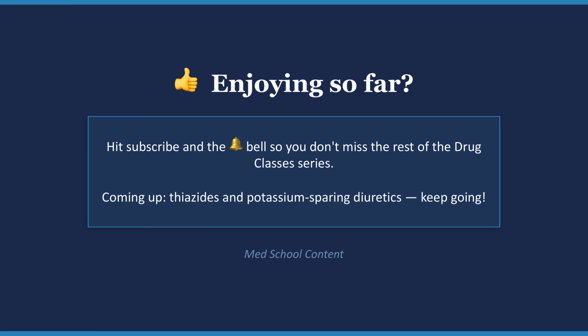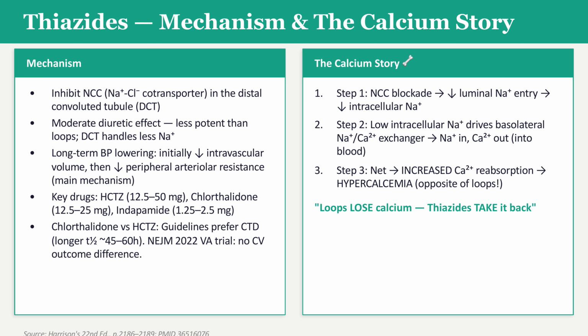Now let's keep moving down the nephron. Continuing our journey, we reach the distal convoluted tubule, and here's where the thiazides work. Their target is NCC, the sodium chloride cotransporter, and blocking it gives you a moderate diuretic effect.